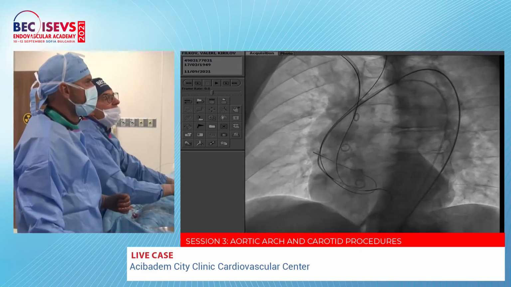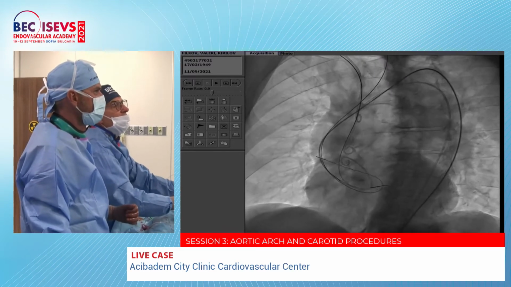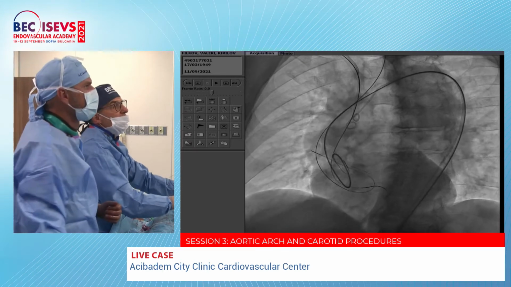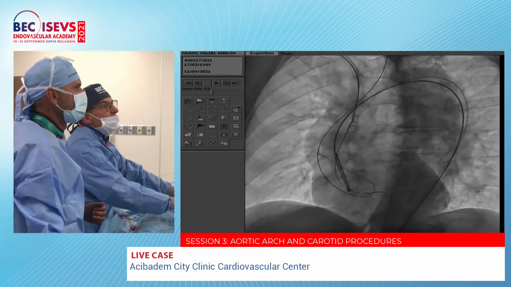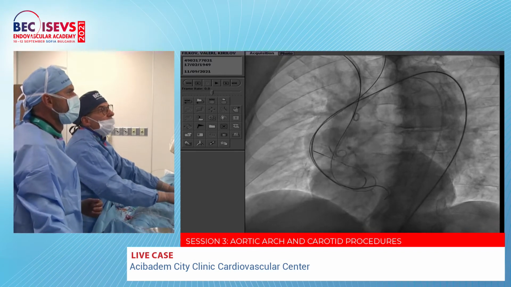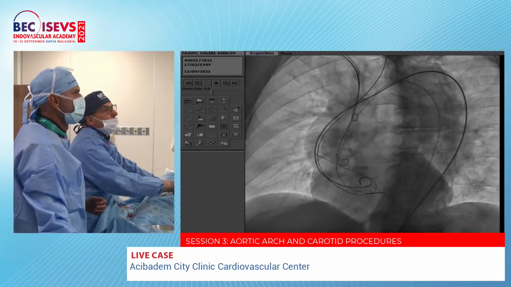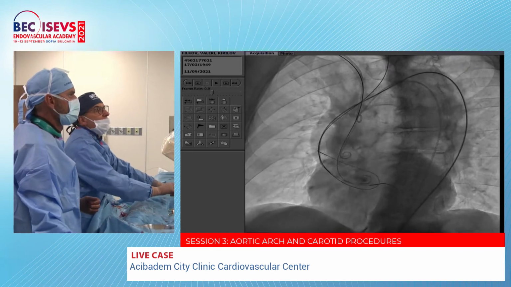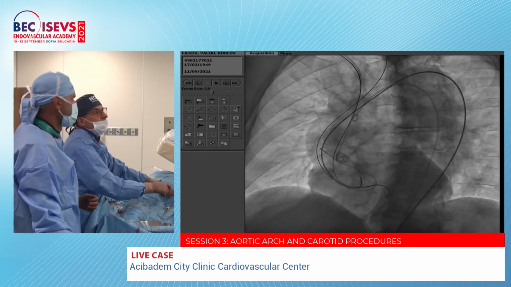Okay. And in fact, it would be good to enter the left ventricle in order to have good support for the aortic graft. That is what I'm trying to do now.